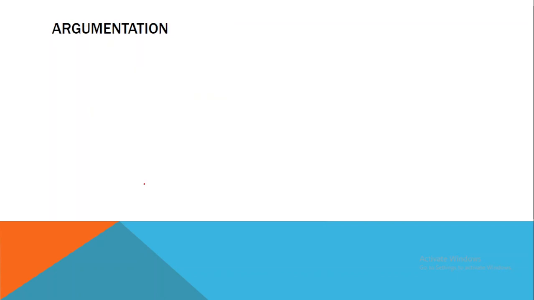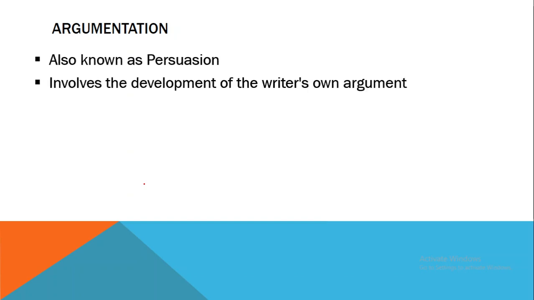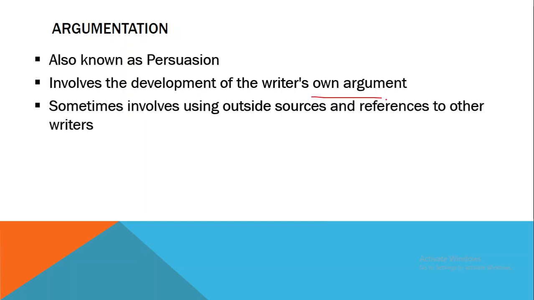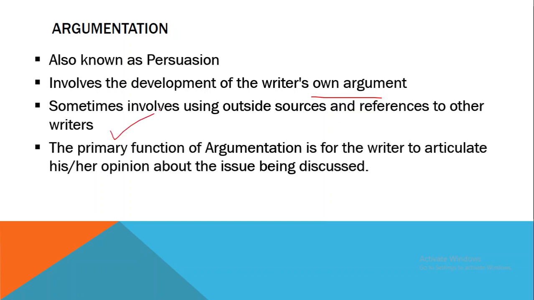So the next mode of writing is argumentation. It is also known as persuasion. It involves the development of the writer's own argument, and sometimes it involves using outside sources and references to other writers as well. And the primary function of argumentation is for the writer to articulate his or her opinion about the issue that is being discussed.